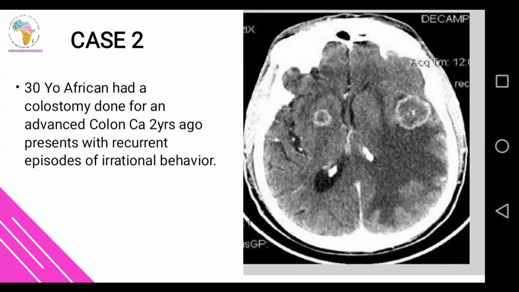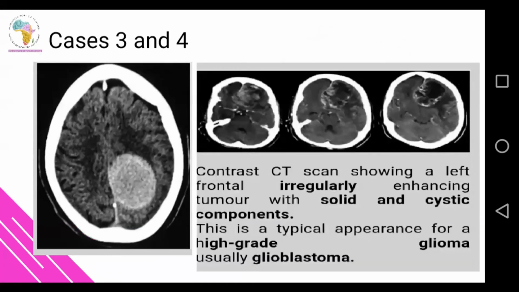So let's proceed. Here you have cases three and four. Here you have a hyperdense lesion with a little bit of midline shift, though it's not very obvious here. You have a hyperdense lesion off the white matter, because you can see that the gray matter is kind of spurred here, and this is very typical of a meningioma. You could also have here irregularly enhancing hypodensities, which are typical for a high-grade glioma, usually a glioblastoma, which you can see here.